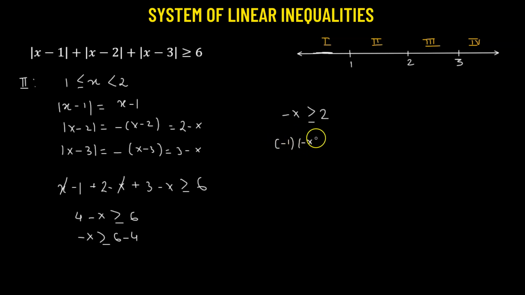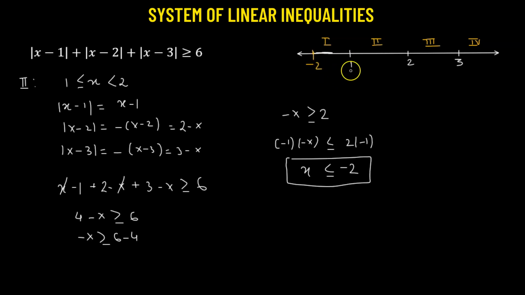But in doing so, the sign of the inequality changes. So we have x less than or equal to negative 2. So this is what we have obtained. Now, if we look at a number line, here we have -2, which is lying to the left of x equals 1. So we are getting a situation that x is less than or equal to -2. So this is the region x less than -2.